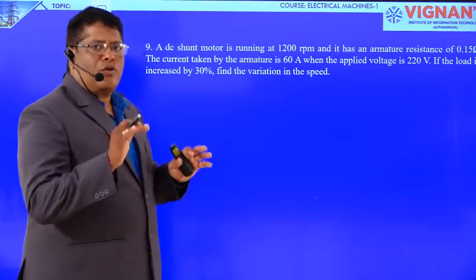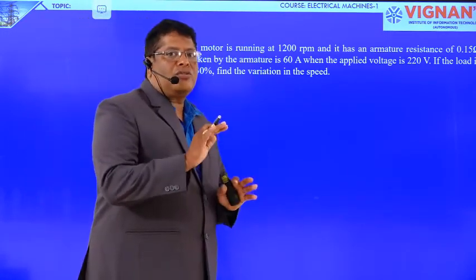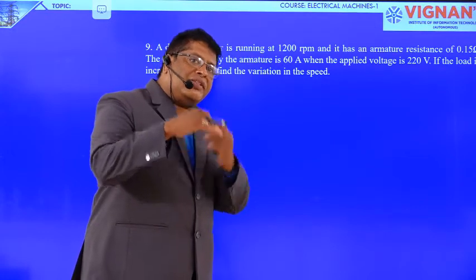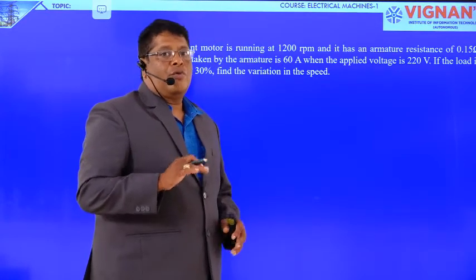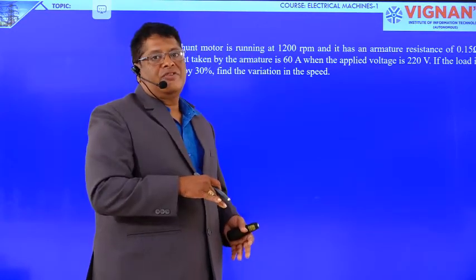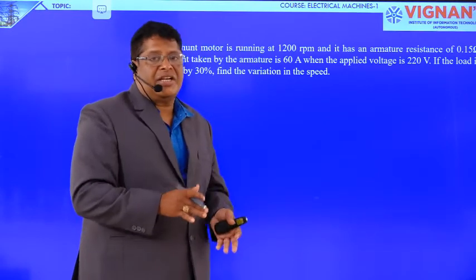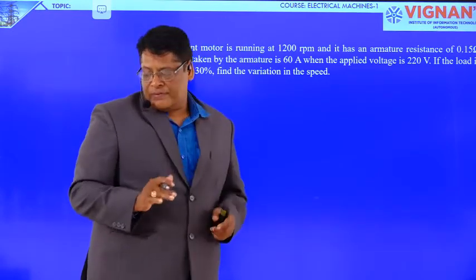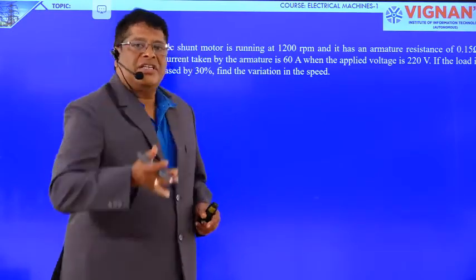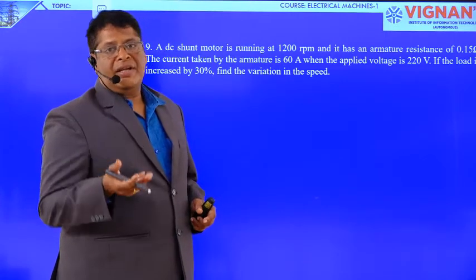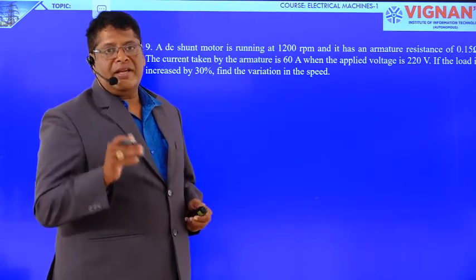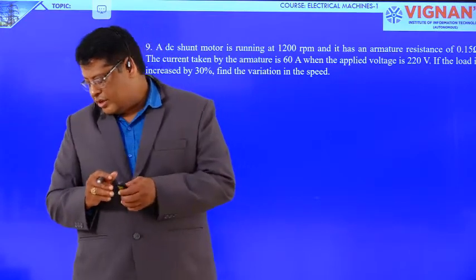Initially there is some amount of load on the motor. Now the load on the motor will be increased by 30%. What is the variation in speed? Whether the speed is increasing or decreasing, no doubt in that one. If the load on the motor increases, the speed of the motor will also decrease. That we are going to see mathematically now.